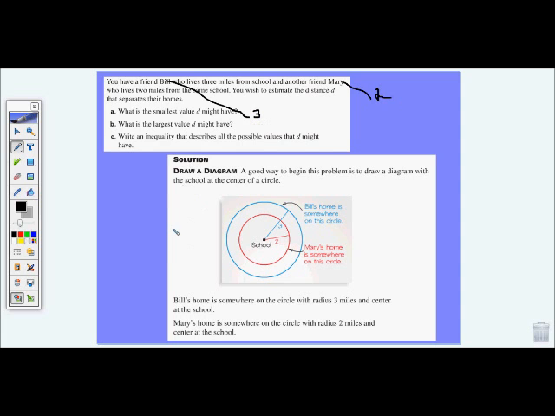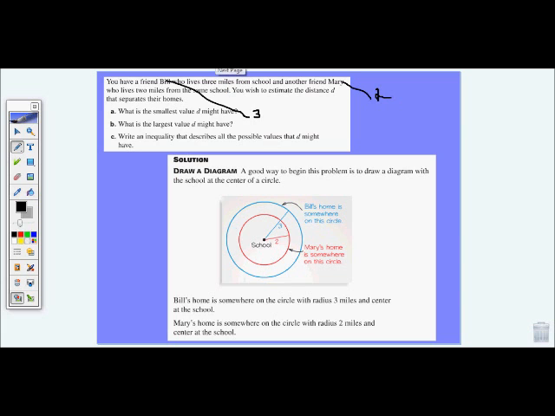So the first way we could do this is just by drawing a diagram. They did one as a circle, which is perfectly fine. They have school in the center. Then the red here is Mary's home. She's 2 miles away. And then the blue here is Bill. He lives 3 miles away. He could live anywhere on this circle, same as Mary could live anywhere on this circle.